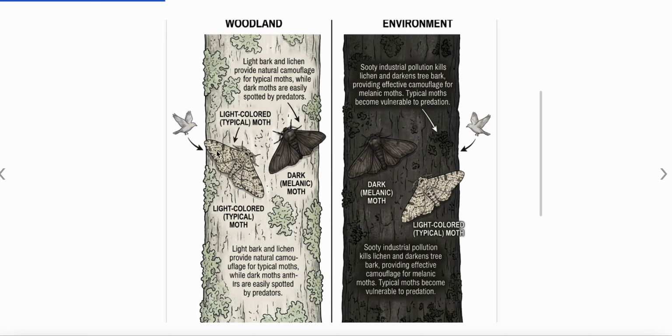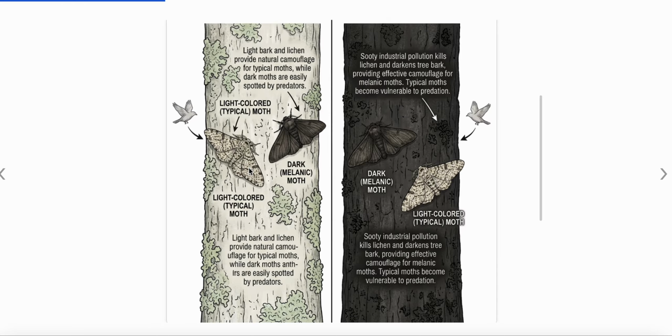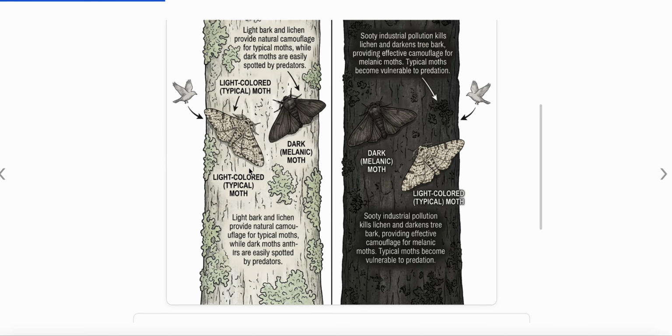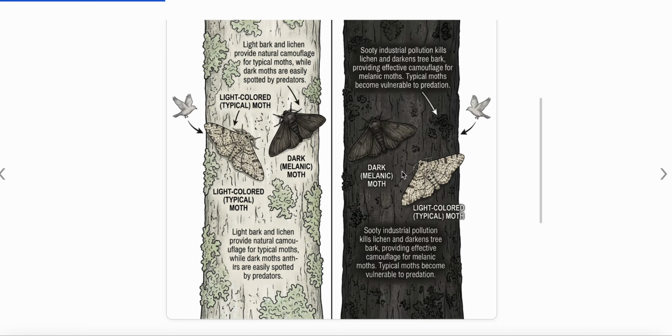And because of that, the light colored moths got a benefit from their color, and they were better camouflaged with the environment, and that's why they survived. But during the post-industrial time, industrial pollution kills the lichens and it has darkened the tree bark, and because of that the dark melanic moths were able to survive, and the typical moths become vulnerable to predation, and that's why they were being consumed by the predator.